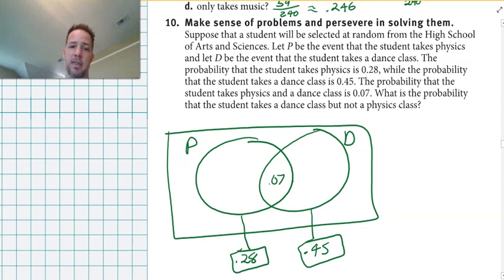What is the probability that the student takes a dance class but does not take a physics class? So this is what we're trying to find. We can get that by remembering these two probabilities here have to add up to equal this probability. So 0.45 minus 0.07, we get 0.38. This region and that region are the students that are in a dance class that are not in the physics class. So 0.38 should be the answer we're looking for on that one.